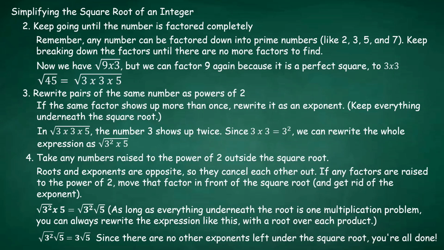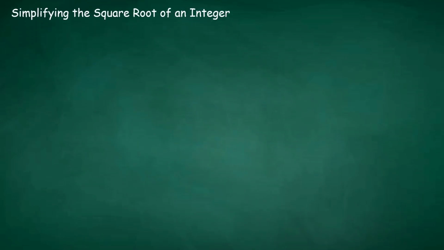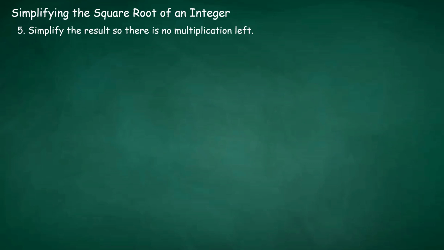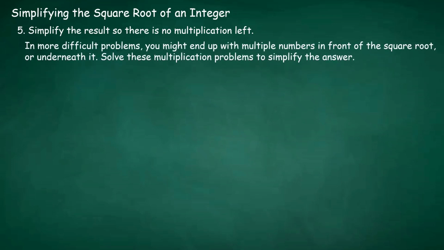You're all done. Continuation of simplifying the square root of an integer. So we have number 5. Simplify the result so there is no multiplication left. In more difficult problems, you might end up with multiple numbers in front of the square root, or underneath it. Solve these multiplication problems to simplify the answer.